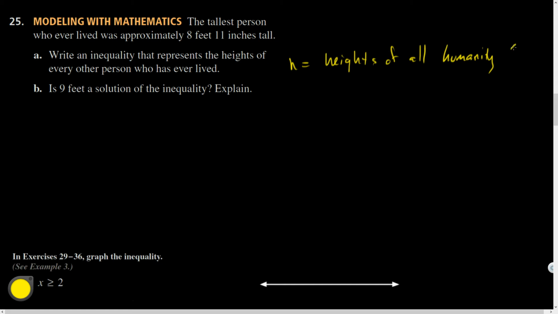Okay. What should this be measured in? Let's measure it in feet. Or did you guys convert this to inches? Well, they're asking this question about feet, so I might as well work with feet. It says write an inequality that represents the heights of all other people who have ever lived. So, my inequality, all human heights besides this one person. How is it going to relate to 8'11"?